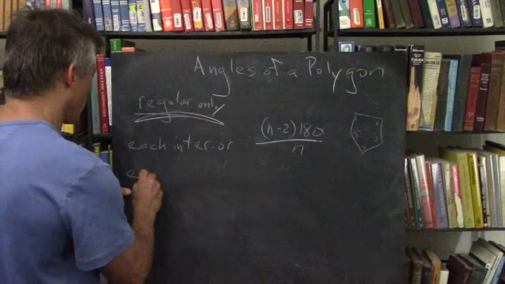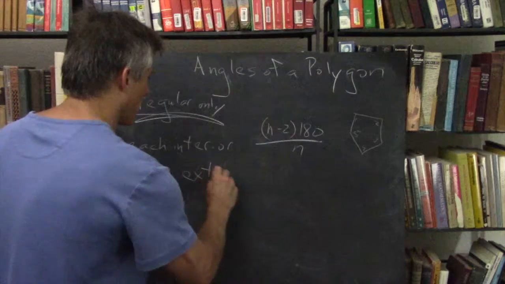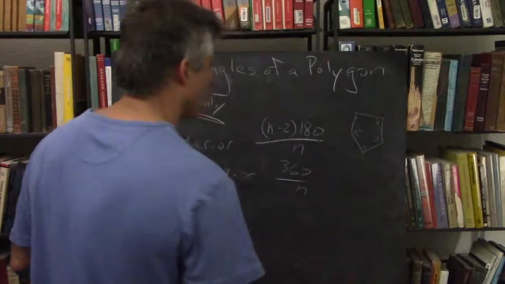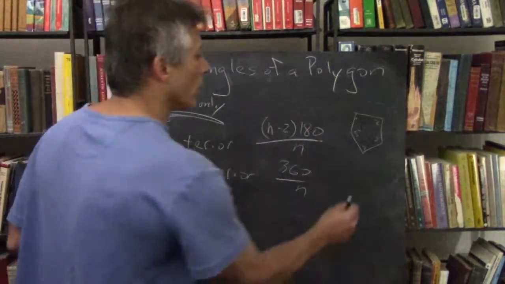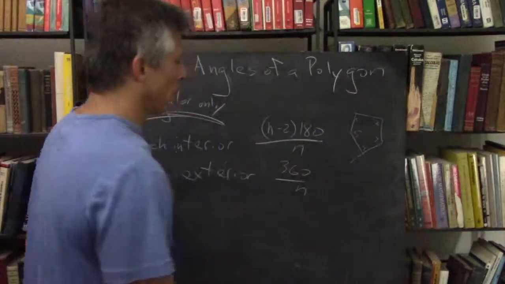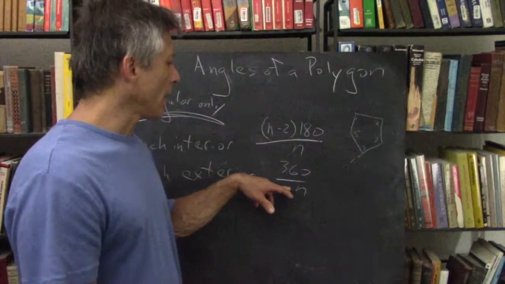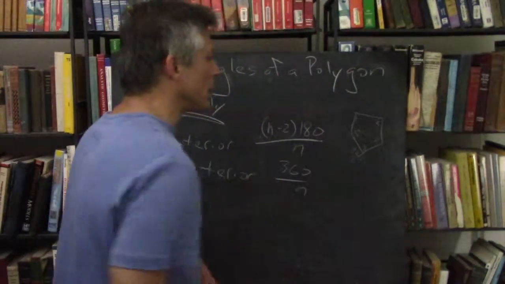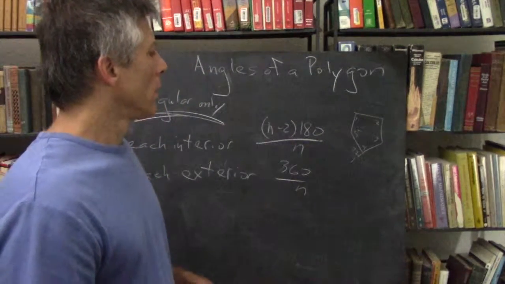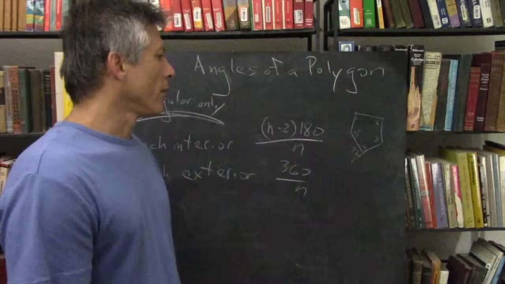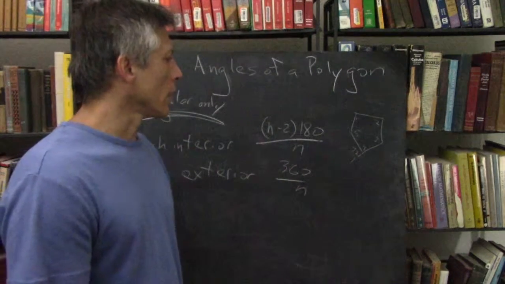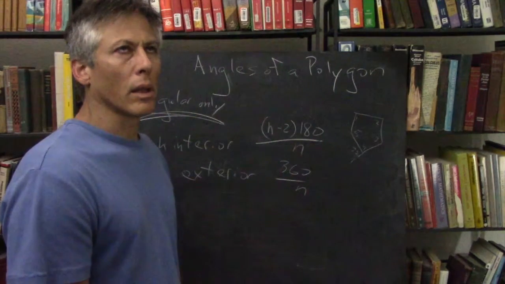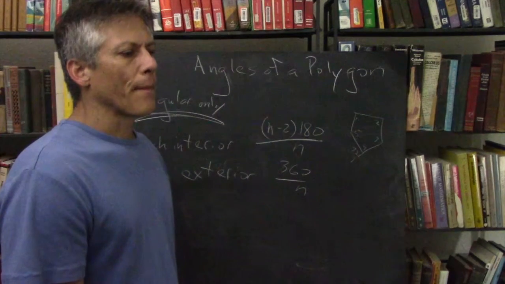Okay, each exterior is 360 over n. So if you want to know what an outside angle is, 360 divided by 5 would be 72. So this angle here would be 72 degrees. And that's a famous number found by some of our ancient Greek astronomers who were able to use basically that and a lot more to figure out the circumference of the Earth.